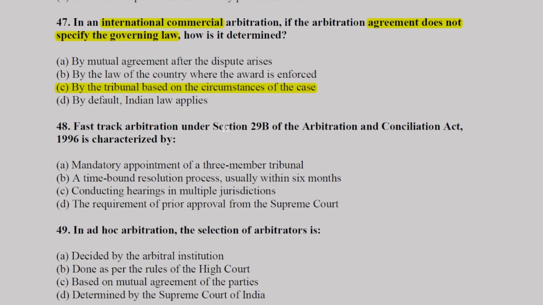Fast track arbitration under Section 29B is characterized by mandatory appointment of three-member tribunals? No. A time-bound resolution process, usually within 6 months? Yes. Conducting hearings in multiple jurisdictions, the requirement of prior approval from the Supreme Court? So the answer should be B, a time-bound resolution process usually within 6 months.